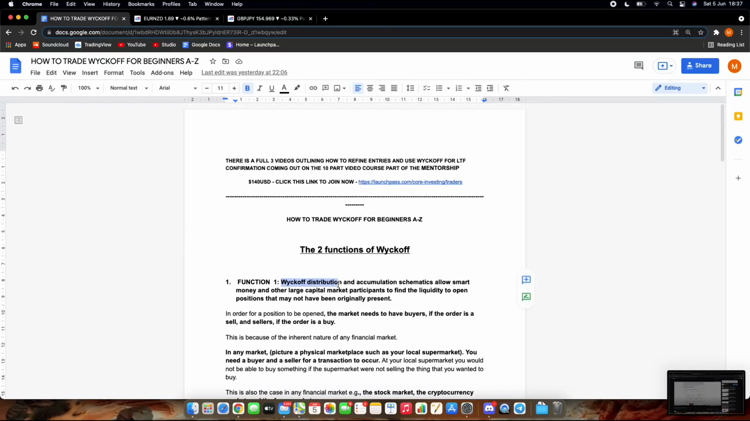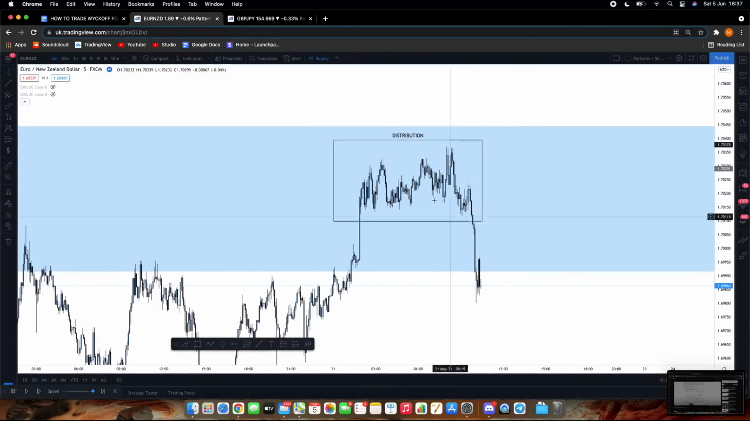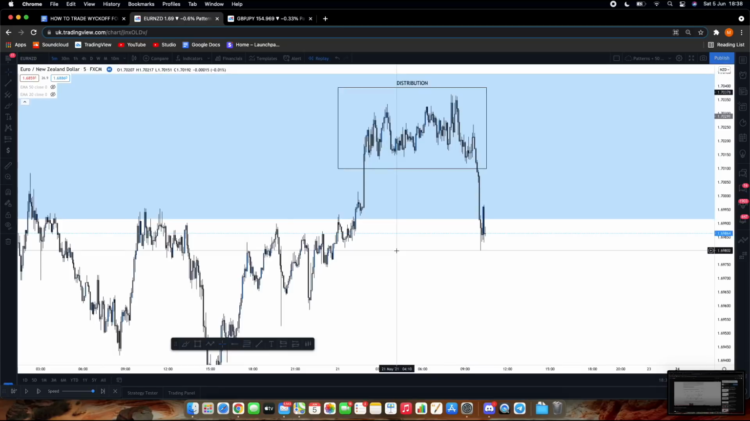Function 1. Wyckoff distribution and accumulation schematics allow smart money and other large capital market participants to find the liquidity that they need in order to open positions. What do I mean by that? I mean that in any sort of market, it doesn't necessarily have to be a financial market, you need to have both buyers and sellers, right? Price is a representation of the interaction between these buyers and these sellers, right? If there are more buyers than sellers, price will go up. If there are more sellers than buyers, price will go down, right? That's just the inherent nature of any sort of market, right?